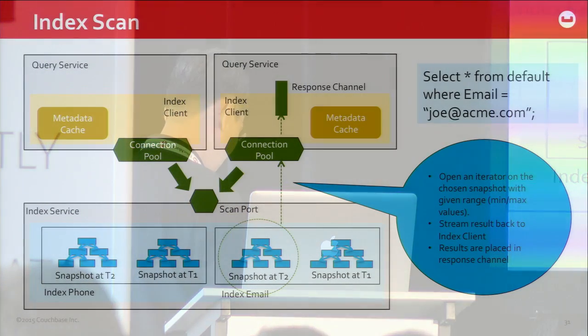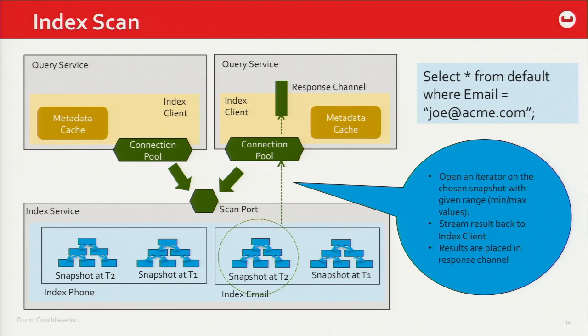So once the snapshot is picked, the indexer will create an iterator on the snapshot and start streaming the results back to the index client. The index client, on the other hand, will create a response channel to the query services and put the results in the response channel. Think of the response channel as essentially a buffer, and the query service can start reading from this buffer.